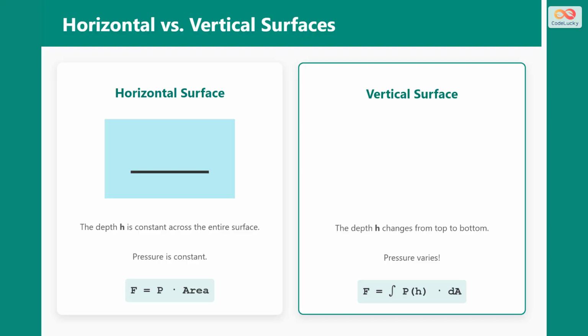If we place a flat plate horizontally in the water, every part of that plate is at the same depth. This makes the math easy. The pressure is constant across the entire surface, so we can just calculate force equals pressure times area. However, problems arise with vertical surfaces. On a vertical wall, the top is shallow, and the bottom is deep. The pressure changes continuously from top to bottom, so we cannot use a single pressure value for the whole area.